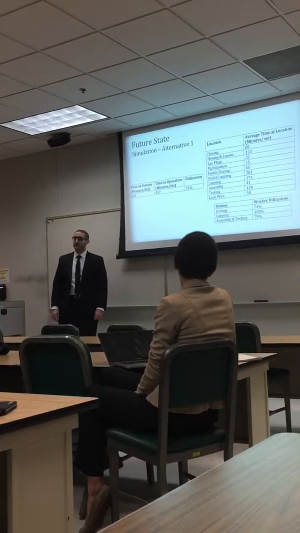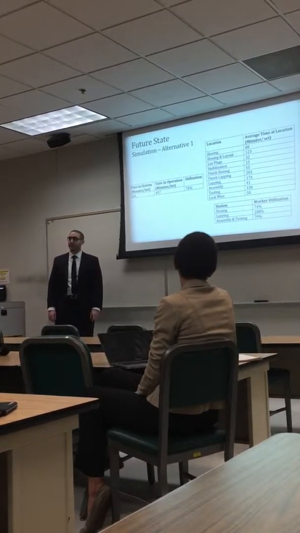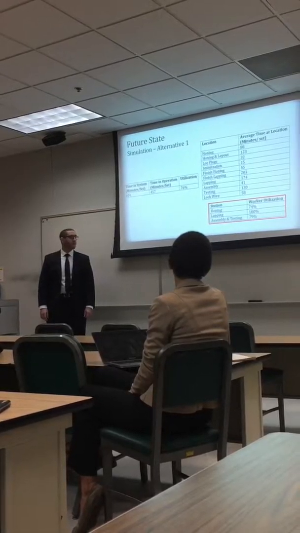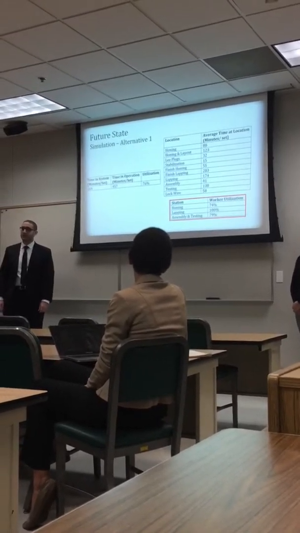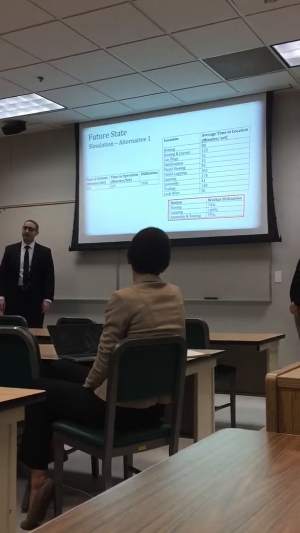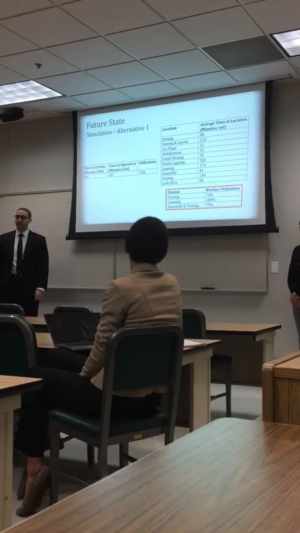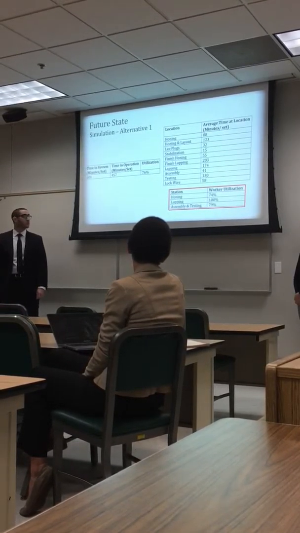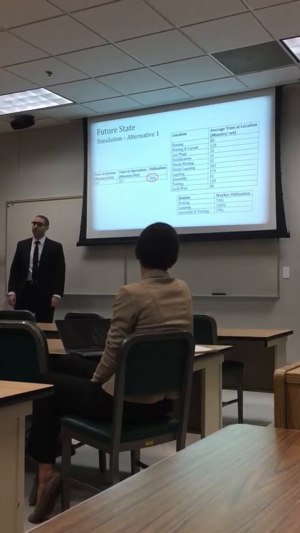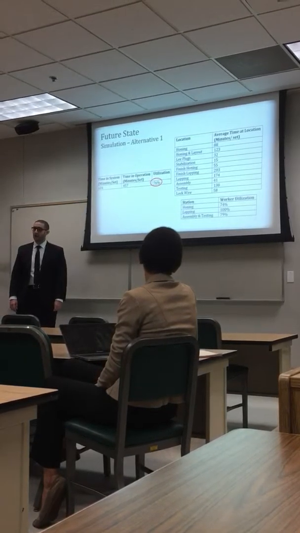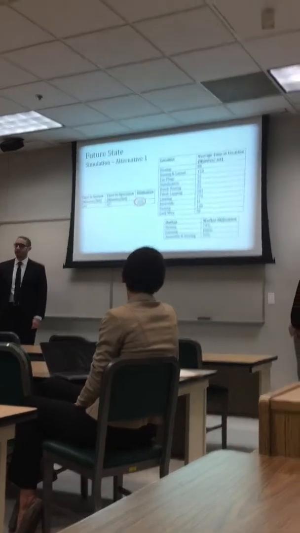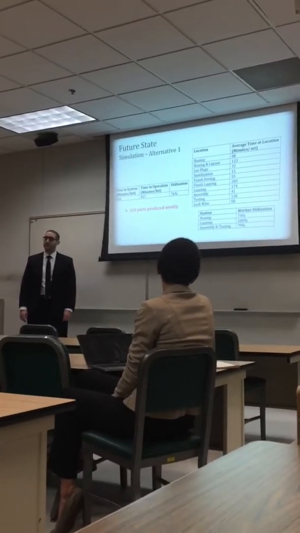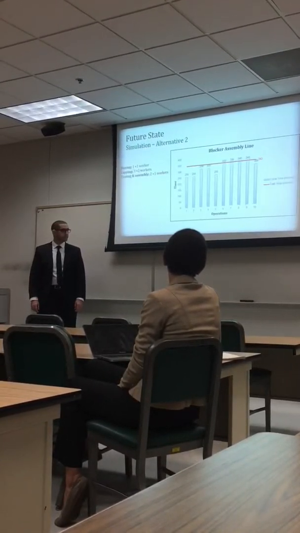From simulation, the utilization of workers for honing decreased to 74%. For lapping, it's still 100%, which is significantly high. And for assembly and testing, it decreased to 79%. With the time utilization for this system increased compared to the current system to 76%. With this system, they will be able to meet the future demand and produce 168 units per week.